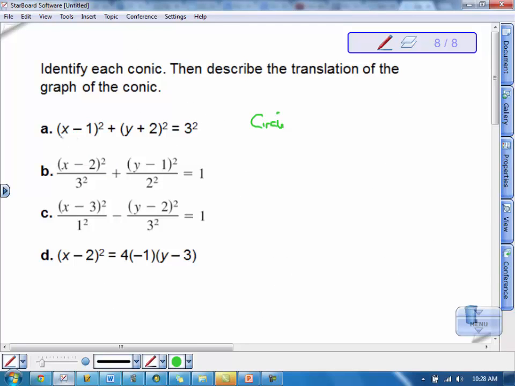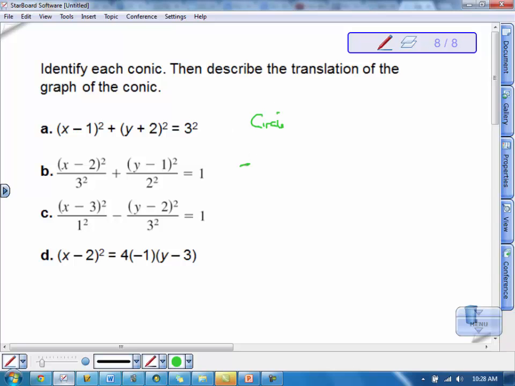Now the equation for a circle is (x minus h) squared plus (y minus k) squared equals r squared. So you can see r is 3. You can see k is negative 2 here, and h is 1. So it's centered at (1, negative 2), and the radius is 3. So we're going to graph all these.